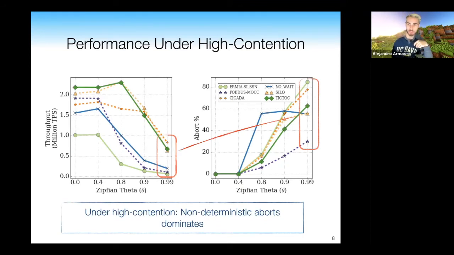Does theta mean 90, or like all the way towards the right of the figure, it means 99% of the records aren't being accessed? No, that's the parameter for the Zipfian distribution.